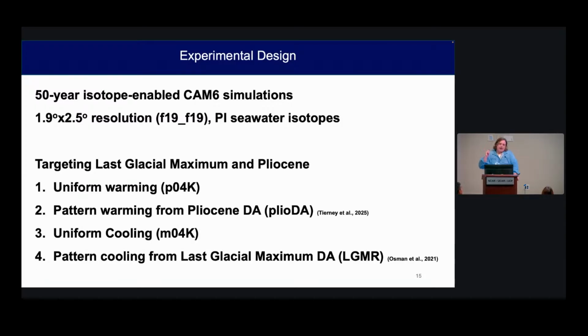And we ran 4 experiments, and I want to be very precise that these are not Pliocene and last glacial maximum experiments as much as they are Pliocene and last glacial maximum-like experiments, because the only things we were changing from the pre-industrial were sea surface temperature patterns. So for each time period we ran a uniform warming and a uniform cooling, where we just added or subtracted 4 degrees from the sea surface temperature. And then we did 2 pattern effect simulations where we perturbed the sea surface temperature with patterns from the Pliocene DA for the Pliocene, and the LGMR, which Maya talked about, for the LGM.